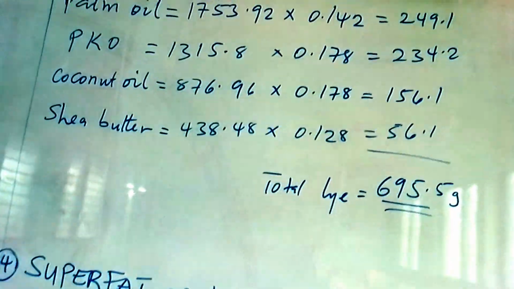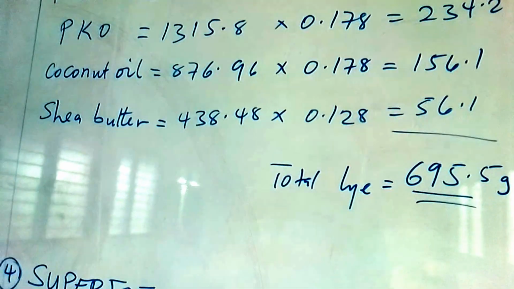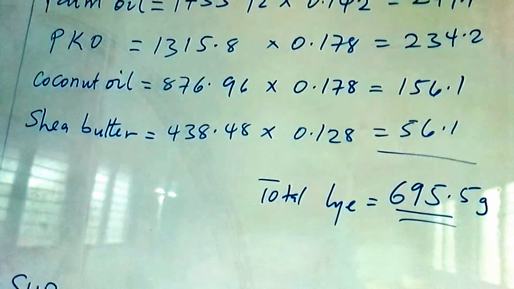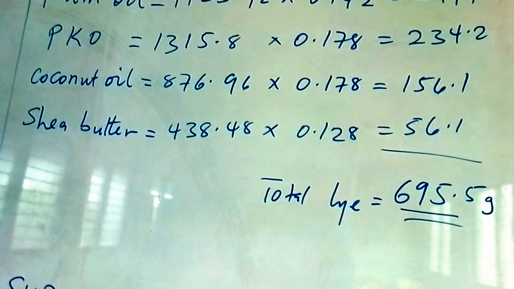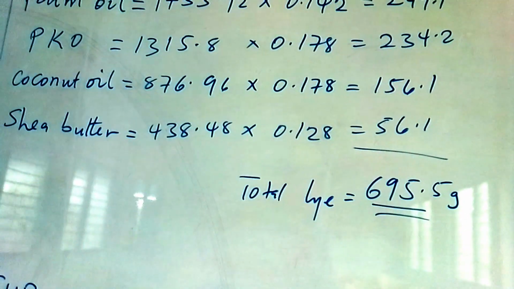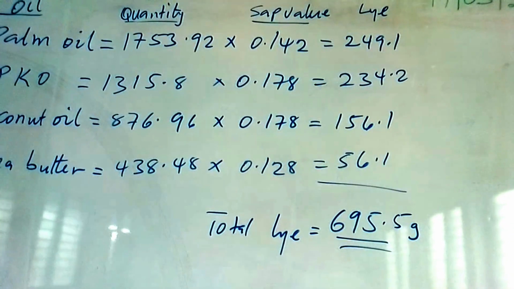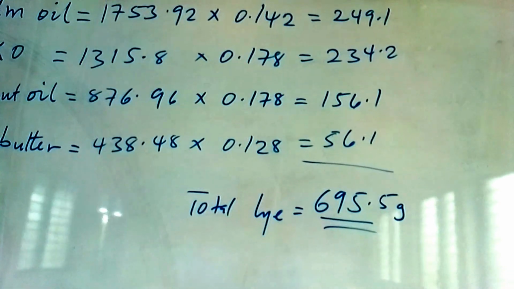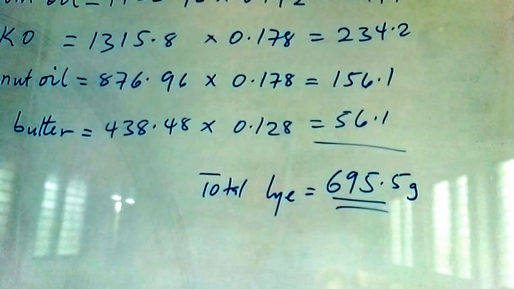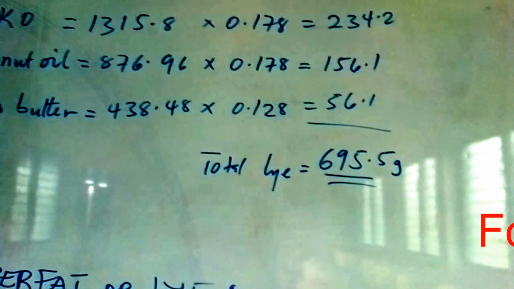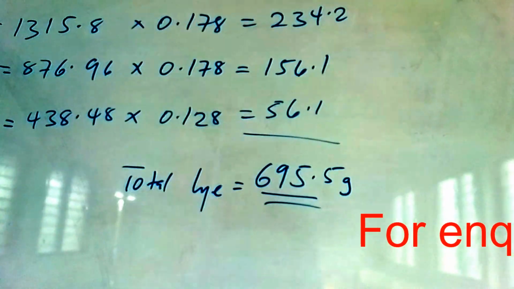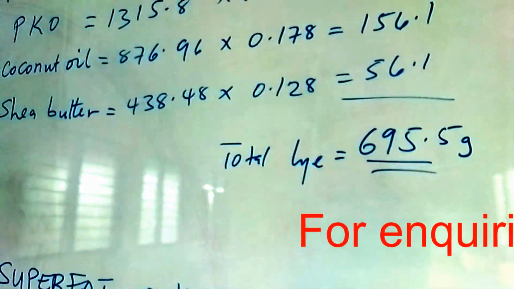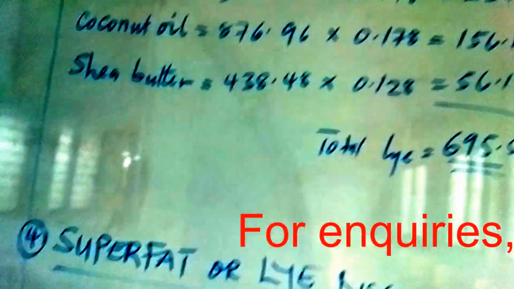So we take palm kernel oil. The total volume of oil needed was 1515.8. Then you multiply by its value, 0.178, and that will give us 234.2 grams, and that is the caustic soda required.